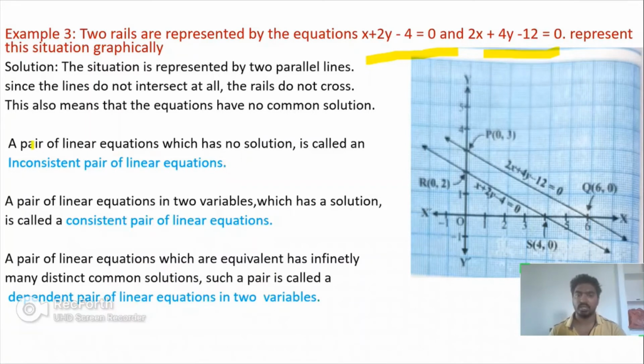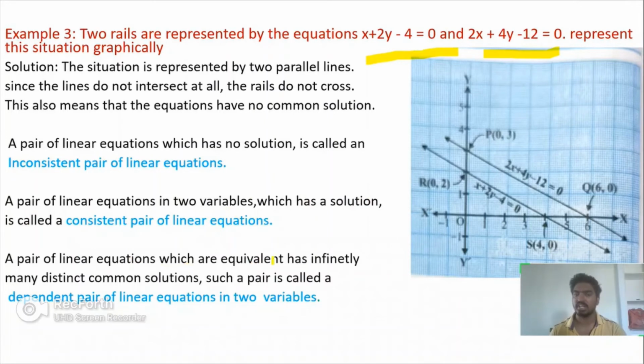See, here in the general terms, what are they? A pair of linear equations which has no solution is called an inconsistent pair of equations. So here it comes under an inconsistent pair of equations. Why? Because there is no common solution for these two lines. If the lines intersect each other, so that a pair of line equations in two variables has a solution, that is, they intersect with each other, it is called a consistent pair of linear equations.